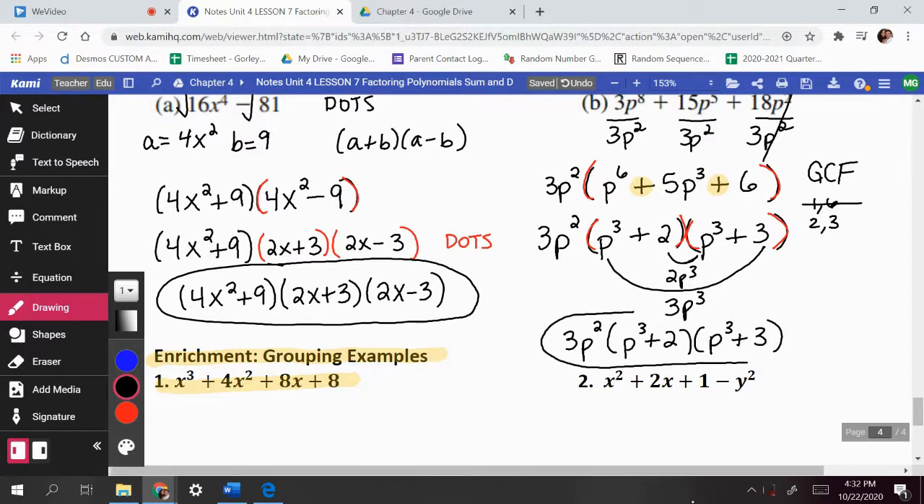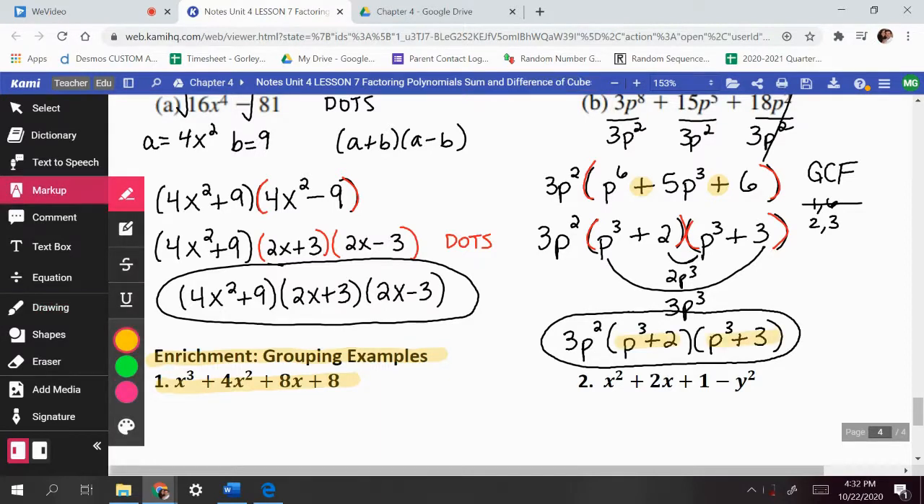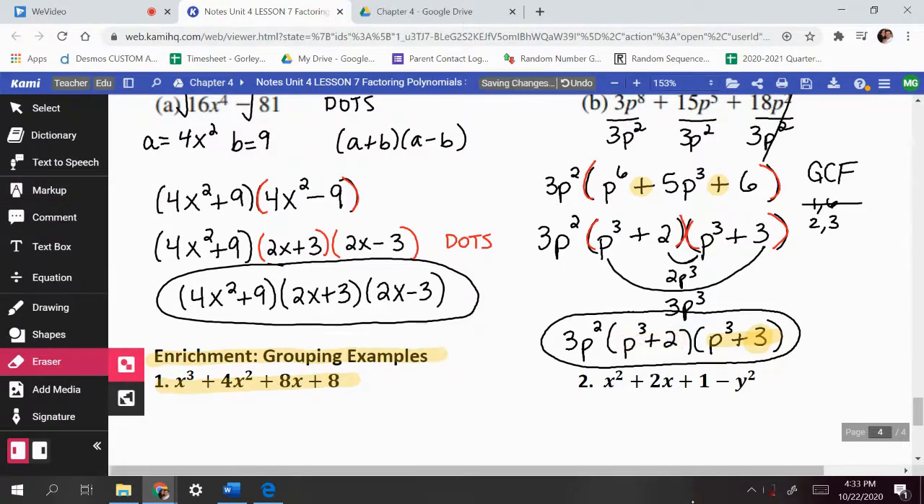Now, why could I not use sum of cubes for these factors? Because 2 is not a perfect cube and 3 is not a perfect cube. So I cannot factor that anymore using sum of cubes. Okay, so we're done.